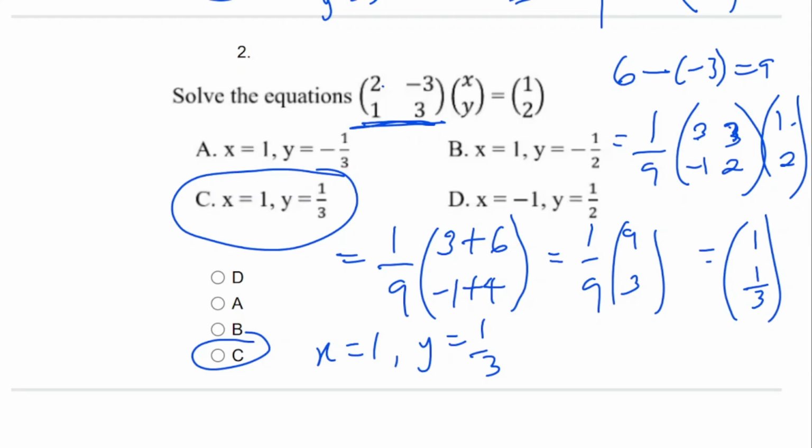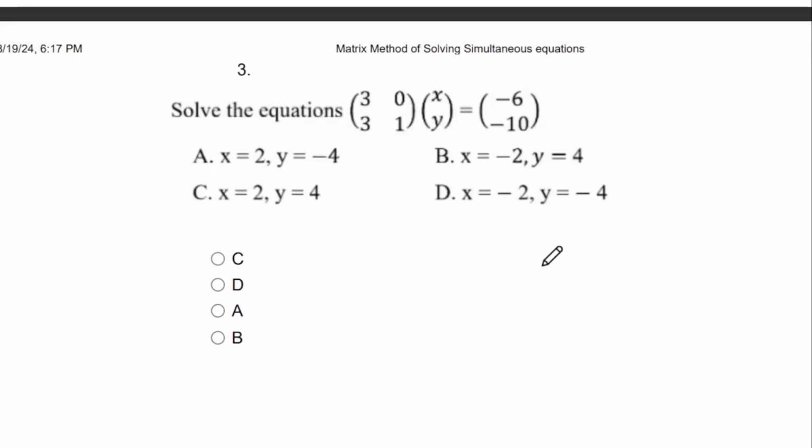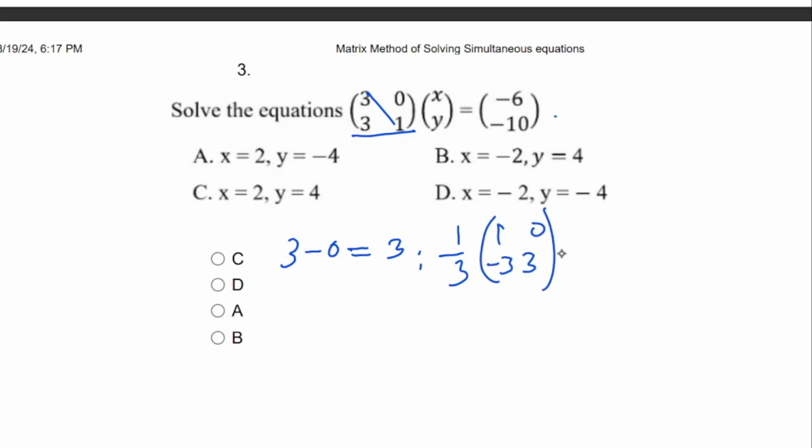All right. So move to the last question here. Almost the same thing. The same thing will happen here as well. We find the inverse of this, multiply by this. Determinant will be 3 minus 0, so determinant is 3. Therefore we're going to have 1 over 3 into 1, 3, minus 3, 0. So multiply by minus 6, minus 10. I hope I'm making sense.